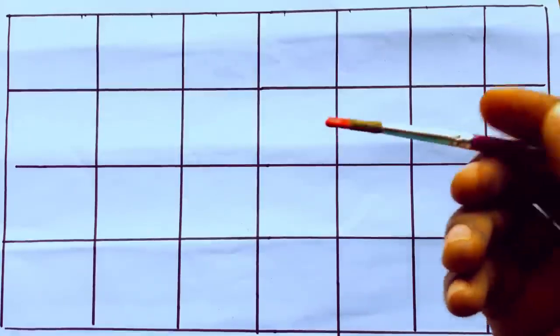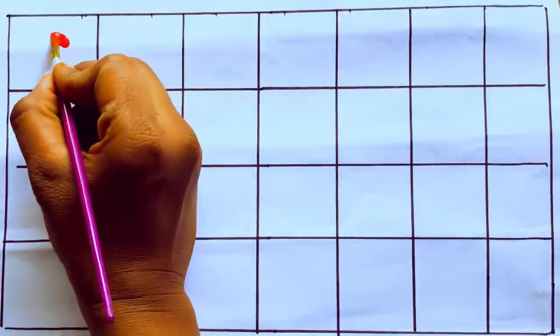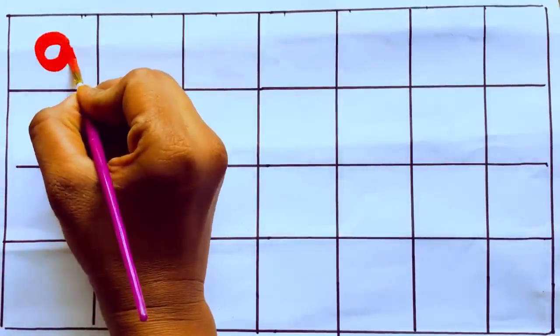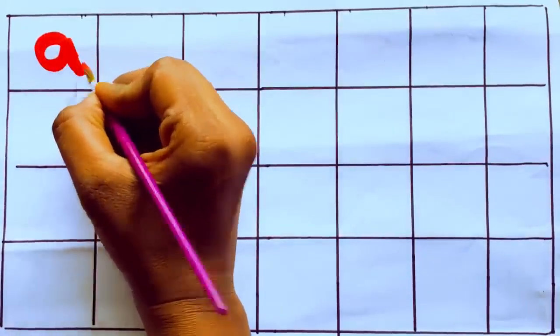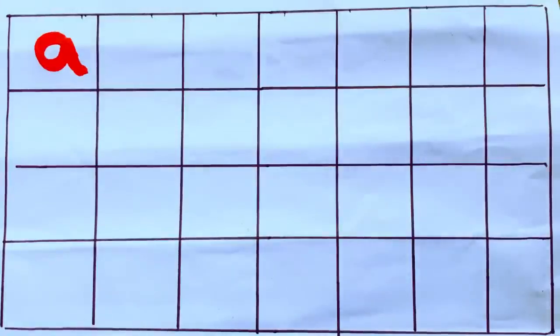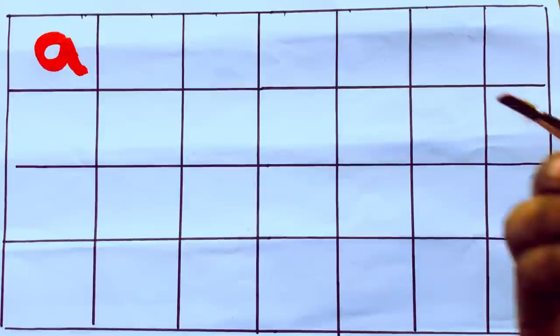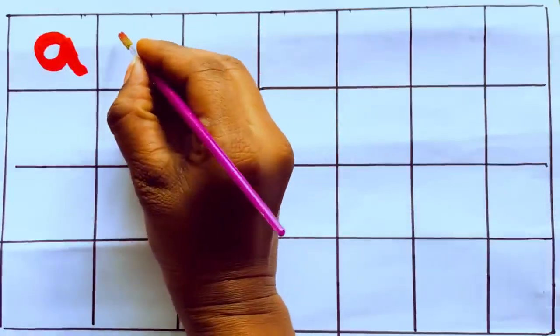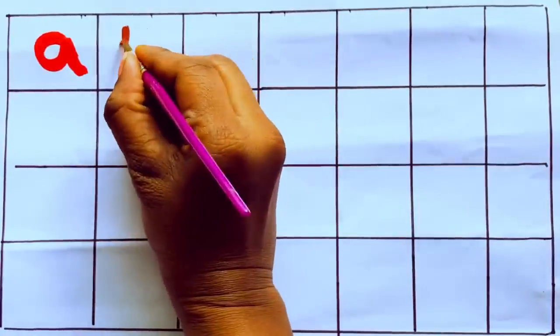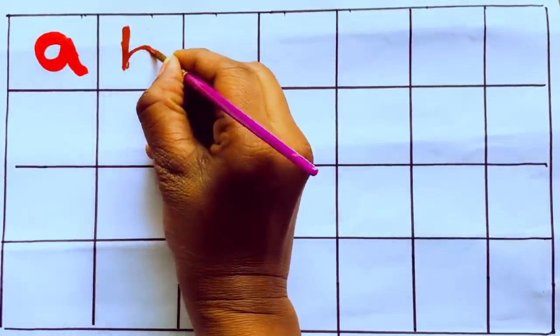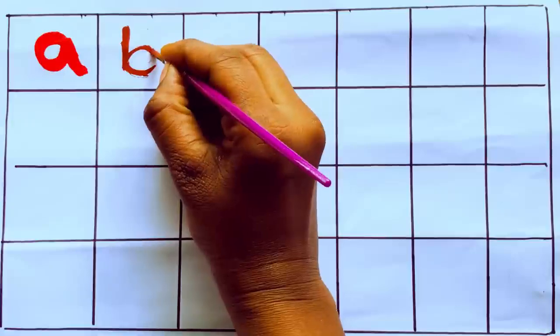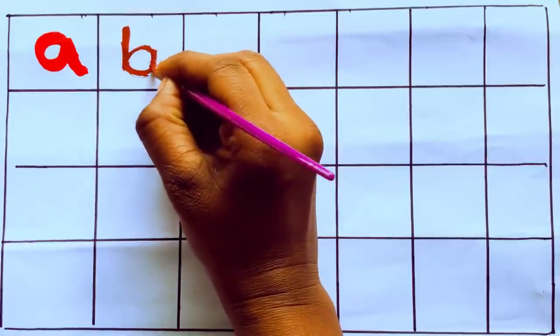Okay, let's draw the alphabets. Orange color, A for apple. Brown color, B for ball.